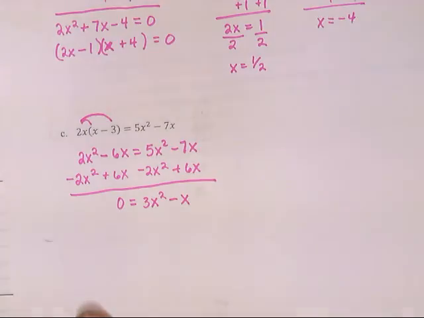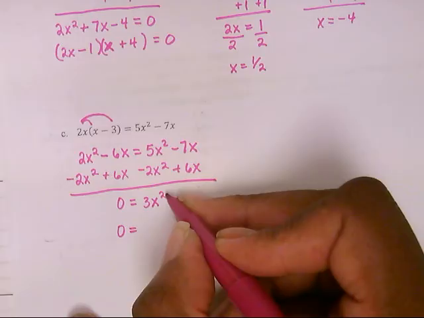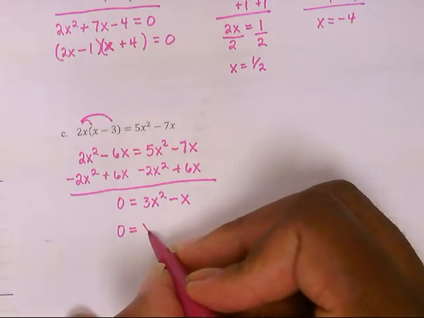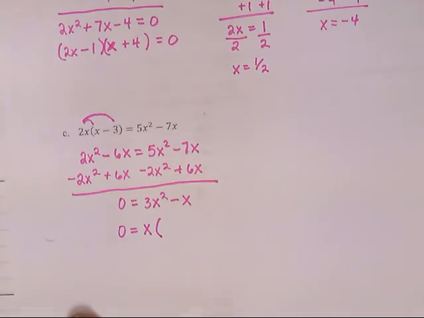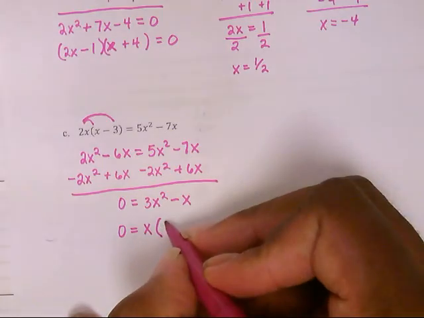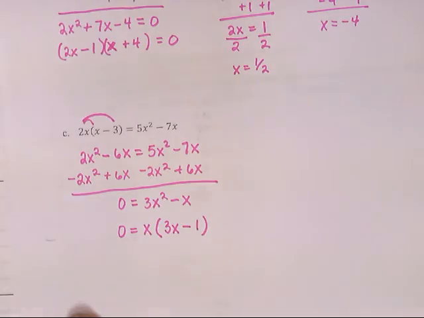Now here I only got two terms, which means I need to pull out a common factor that's in 3x squared and x. In this case, it's only going to be x, because it's in both terms, so we use the one with the smallest exponent. So x will be a common factor. And then to get the other factor, we do 3x squared divided by x, which is 3x, minus x divided by itself, which is 1. So I get x times 3x minus 1 equal to 0.